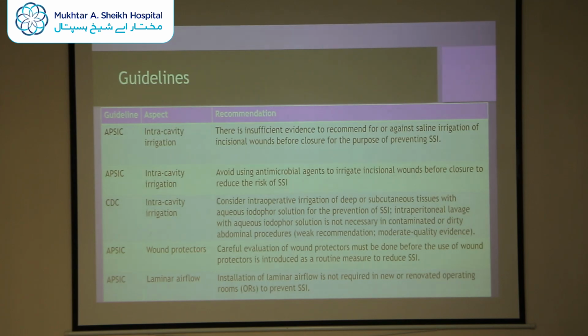Wound protectors should be carefully inspected prior to the start of the surgery to ensure that they are appropriate and there is no break in them. Laminar airflow is not required in new or renovated operating rooms to prevent surgical site infection as per the APSIC guideline.